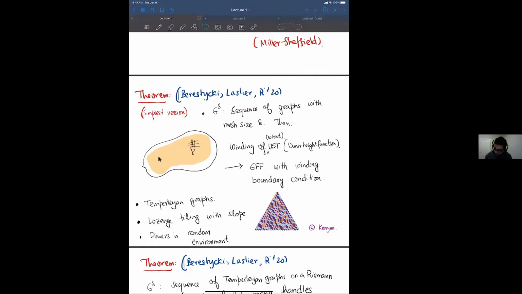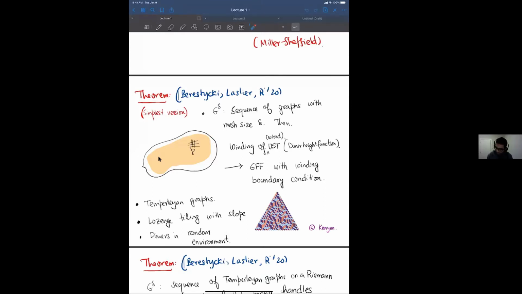So the goal today, which I planned, was to give an informal idea of how to prove basically this theorem. In this sense, it's going to be independent of what I said yesterday. Basically, what we're going to show is that if you have a sequence of graphs with very small mesh size, with some boundary, the sequence of temporal lane graphs which I tried to explain yesterday. But you can forget about temporal lanes, dimers, and whatnot for the time being.